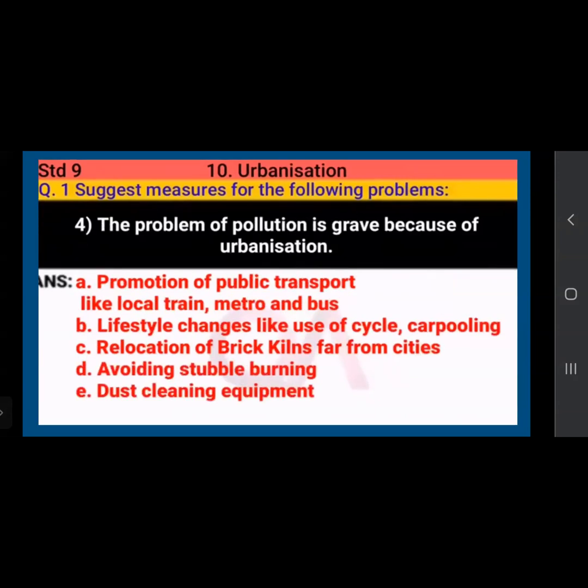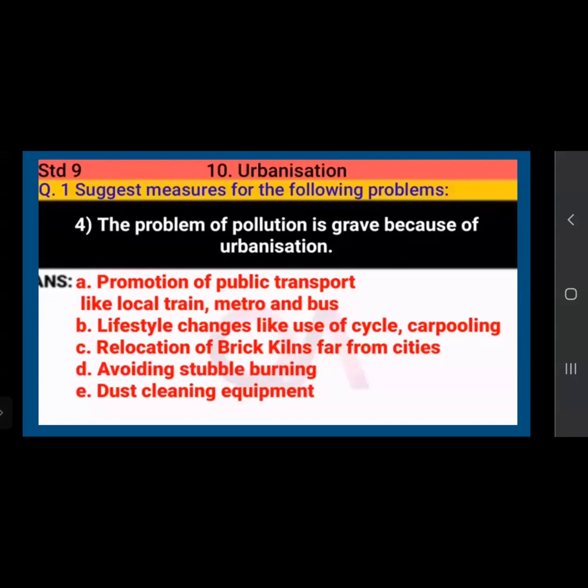The problem of pollution is grave because of urbanization. Promotion of public transport like local train, metro and bus. Because of the use of public transport, the pollution will be decreased. Why? Because if you are using private vehicles, each vehicle is going to emit poisonous gases which lead to pollution. But when public transport like metro, bus and train is used, a large number of people travel by this, so such pollution will not be created.